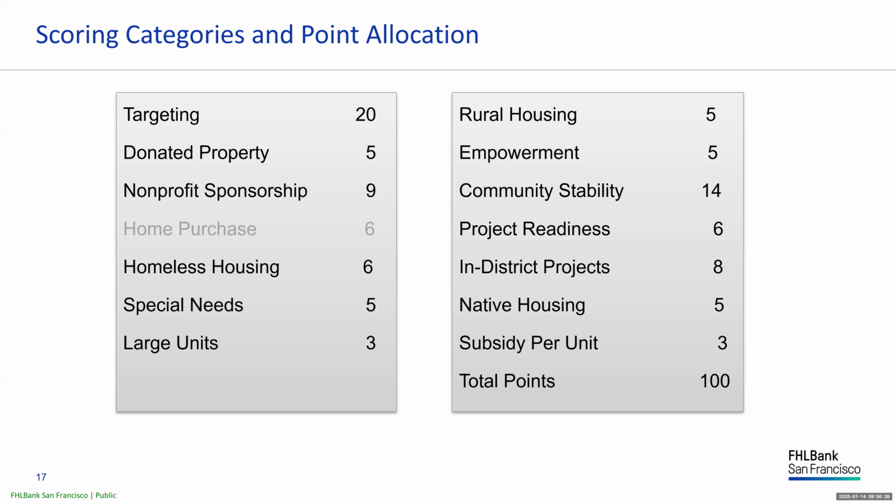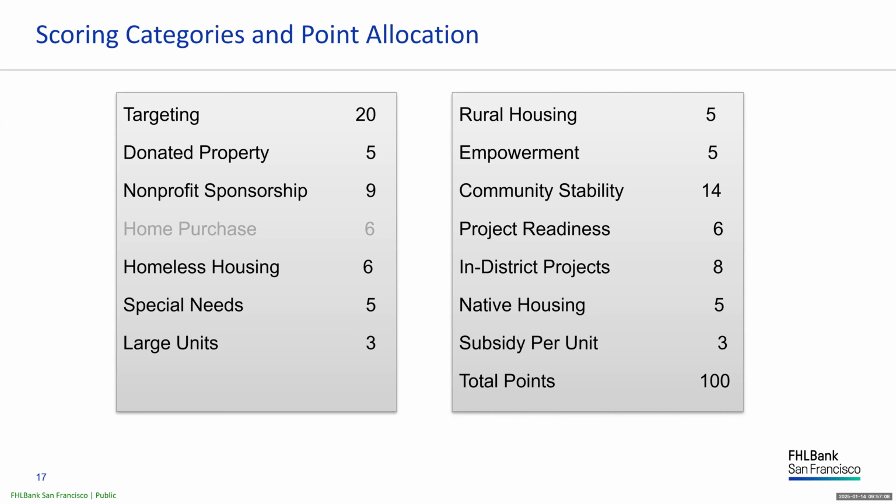As we go through the application, this is how the total 100 points for the application are allocated. Most of the categories are straightforward. All categories are self-scorable in the application. It is impossible to get all 100 points since this is an open competitive application with both rental and owner-occupied projects competing side by side. Some questions are only relevant to rental projects while others are only relevant to owner-occupied projects. This keeps the scoring balanced and levels the playing field for both types of projects.